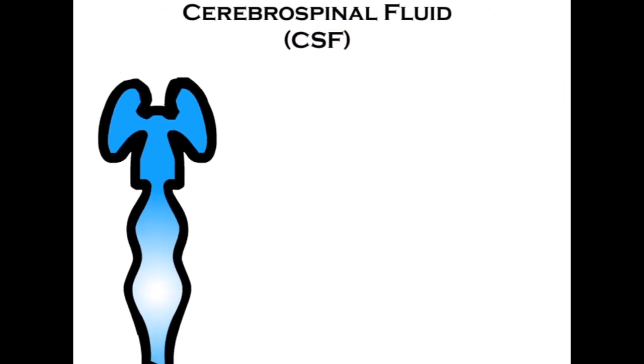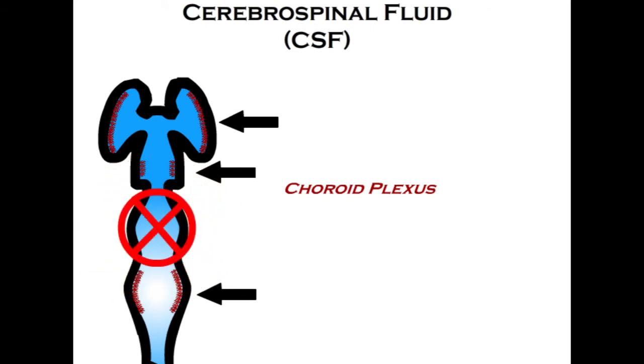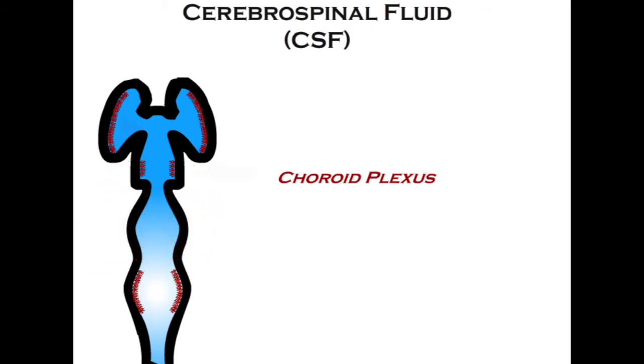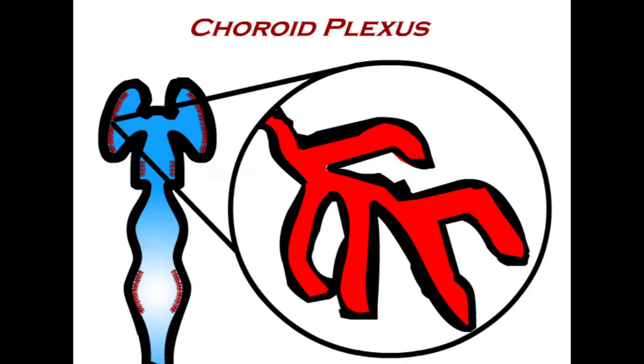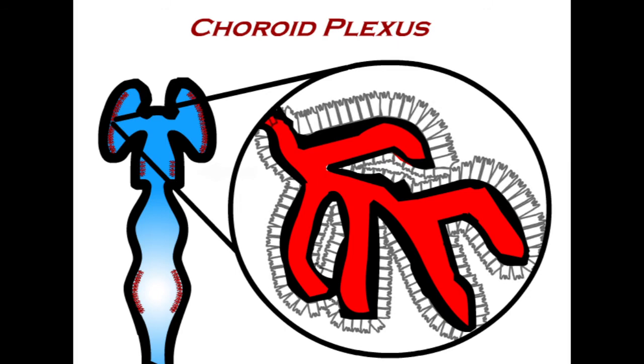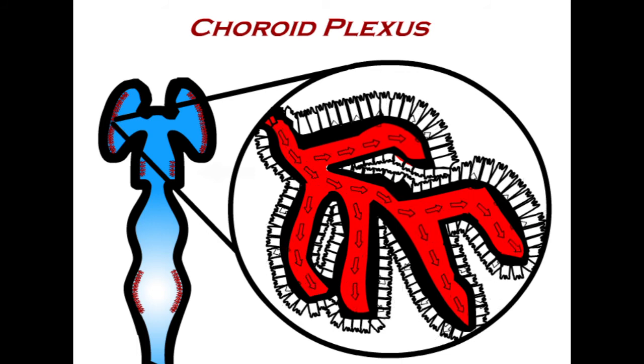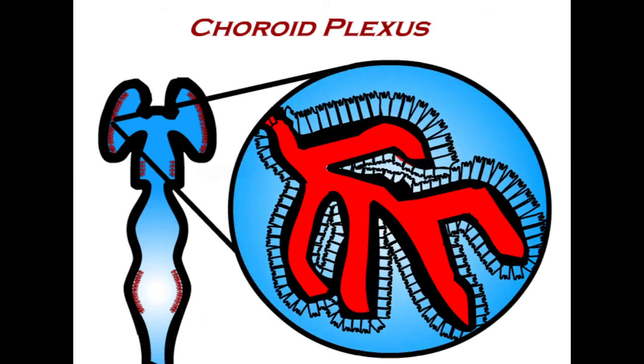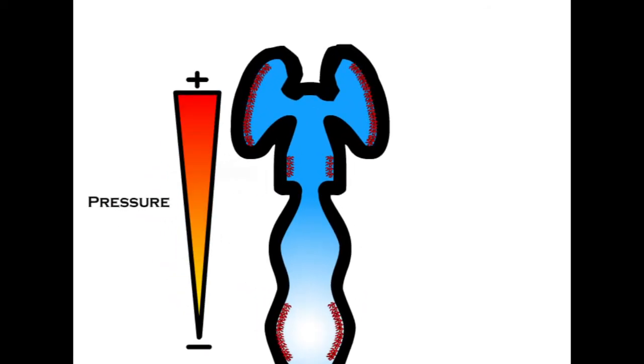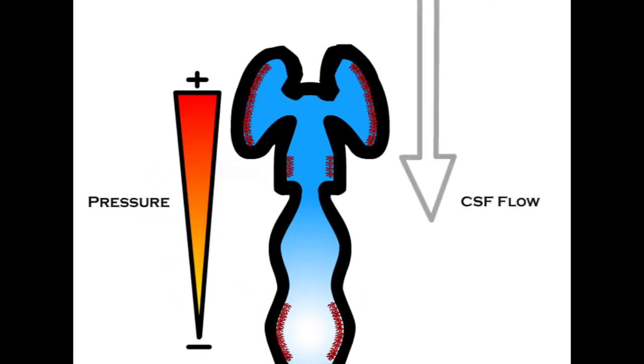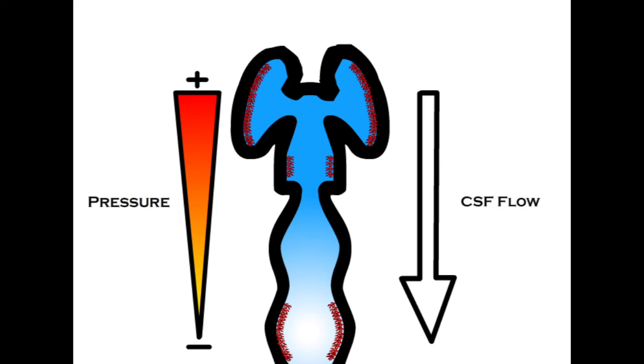CSF is produced by a structure called the choroid plexus, which can be found in all of the ventricles except the cerebral aqueduct. The choroid plexus is composed of a complex network of capillaries surrounded by a specialized choroid epithelium. The choroid epithelium filters the blood, allowing only specific components within the blood to pass through into the ventricular space. This process not only produces CSF, but helps form the blood-CSF barrier. Due to a pressure gradient established within the brain, CSF tends to flow rostrally to caudally, beginning with the telencephalon.